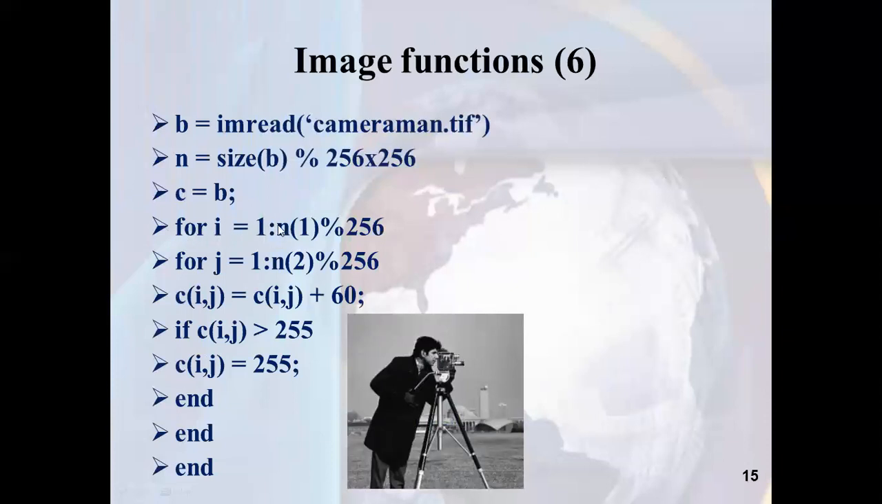Because 1 to n, you remember that when you put 1 colon n, it means 1, 2, 3, 4 till n. So for i equal 1 to n, for j equal 1 to n, C(i,j), which is any element in the C, equals C(i,j) plus 60. So we add 60 to each value. Now, if C(i,j) exceeds 255, we put C(i,j) equal to 255.